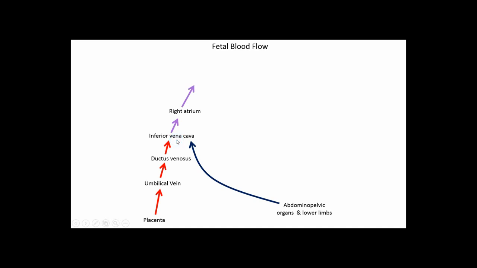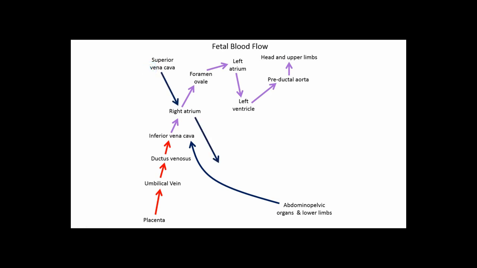Now once it's in the right atrium, that blood from the inferior vena cava is preferentially shunted through the foramen ovale, pushes the valve of the foramen ovale out of the way, and into the left atrium. From there it's pumped to the left ventricle, from the left ventricle to the preductal aorta, up and out the aorta, and then that blood gets distributed to the head and upper limbs. Meanwhile, we also have blood coming from the head and upper limbs by means of the superior vena cava. That's also going to the right atrium. It can travel through the foramen ovale, but its tendency is to go to the right ventricle, and that poorly oxygenated blood is then pumped to the pulmonary trunk, which then goes to the lungs.